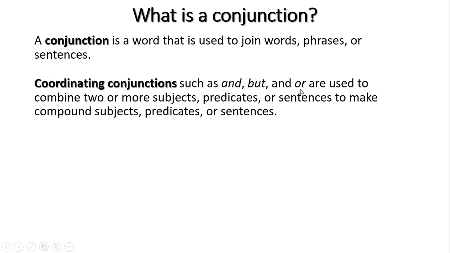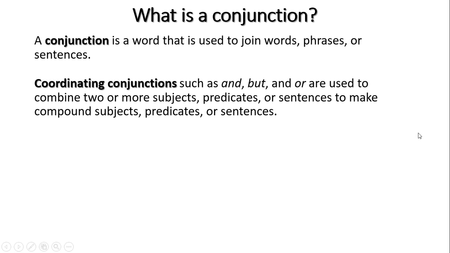If you use the conjunction or, usually it signifies you have a choice. Like, do you want ice cream or cake for dessert? So in that situation, there's a choice. If you put and in there, do you want ice cream and cake? That means you're getting both. But the word or symbolizes a choice. So there is a difference between using these three.